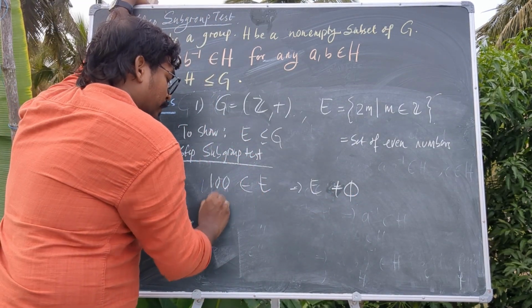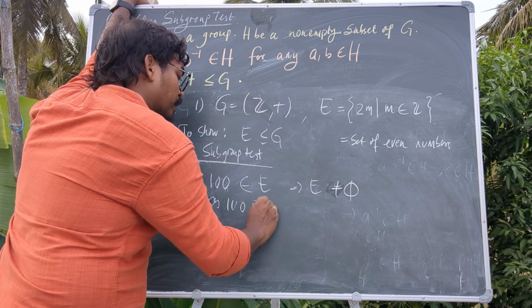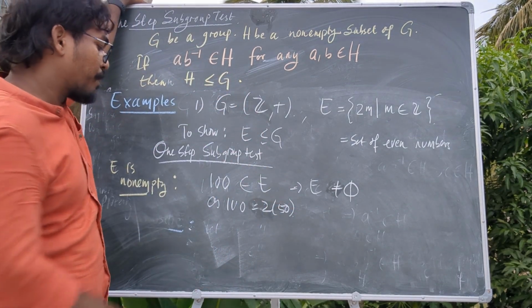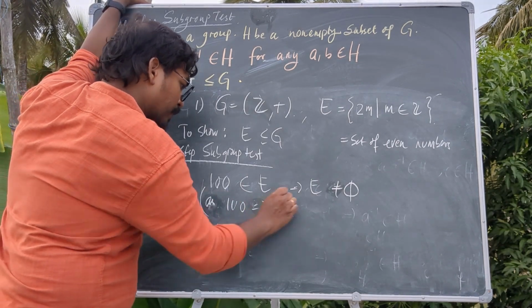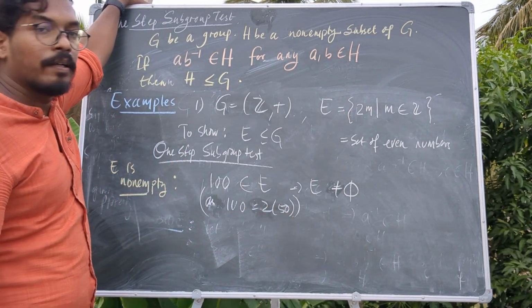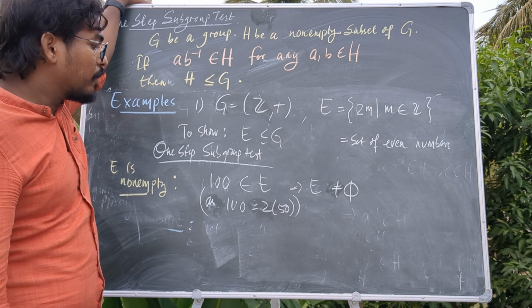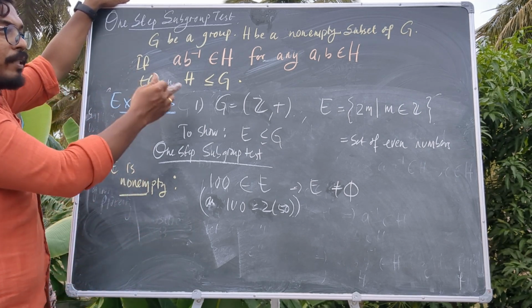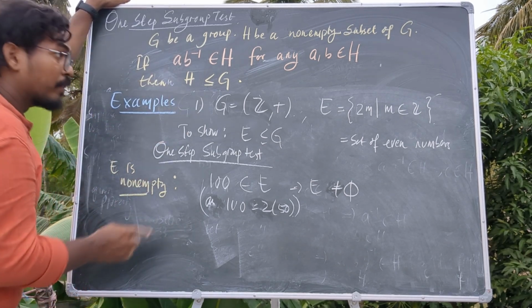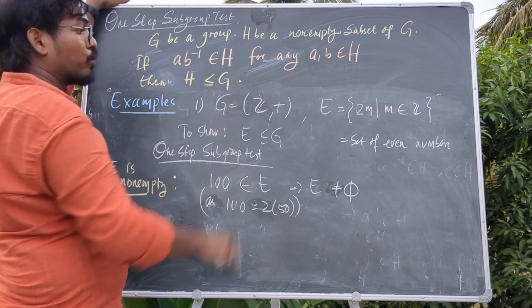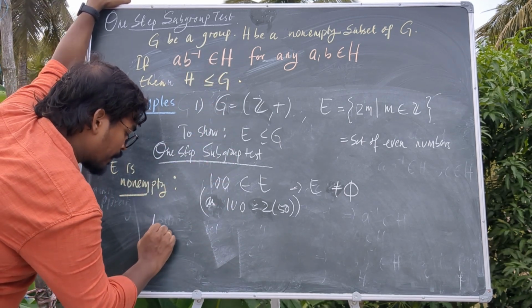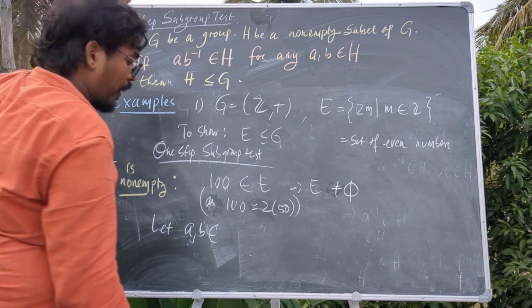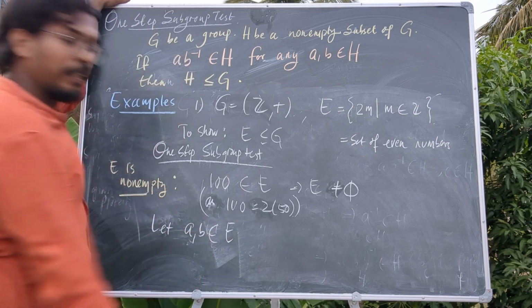And why does 100 belong to E? As 100 is 2 times 50, and 50 is an integer. So we have our non-empty set E. Then we will apply the one-step subgroup test. Let us take two elements of the set E, and then we will show that a b inverse also belongs to that subset. Let a and b be in the set E.